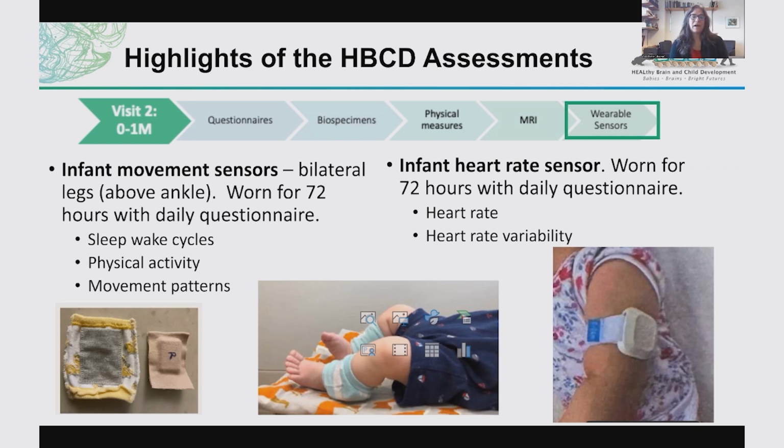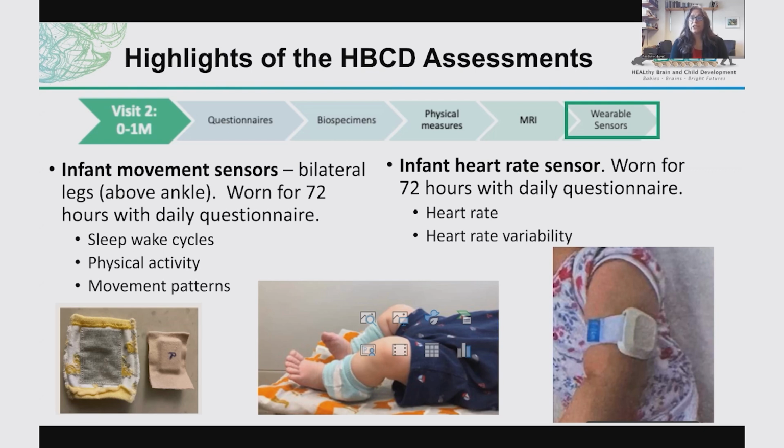On the right-hand side, you'll see a baby wearing the heart rate sensor, the Gabby device that we use. These are also worn for 72 hours, and again, accompanied with that daily questionnaire that just sees if that 72 hours was typical. And these measure continuous heart rate, and also then we can get heart rate variability from them.